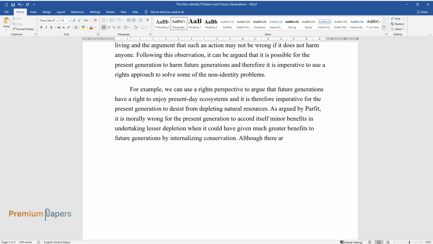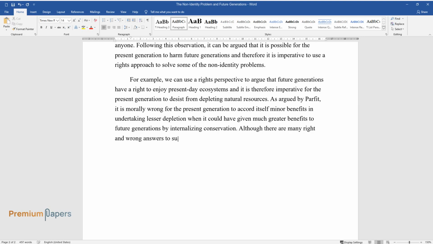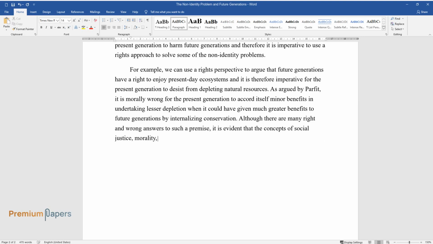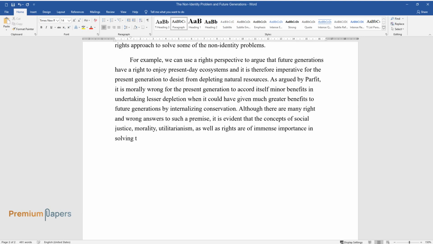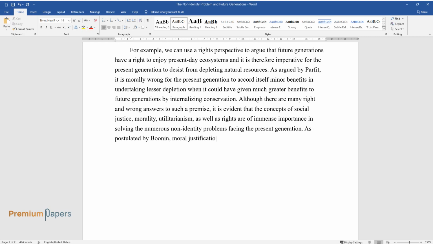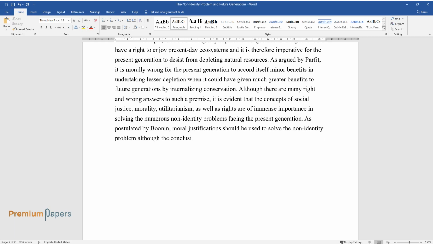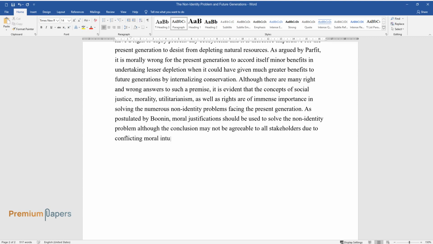Although there are many right and wrong answers to such a premise, it is evident that the concepts of social justice, morality, utilitarianism, as well as rights are of immense importance in solving the numerous non-identity problems facing the present generation. As postulated by Boonin, moral justifications should be used to solve the non-identity problem, although the conclusion may not be agreeable to all stakeholders due to conflicting moral intuitions.